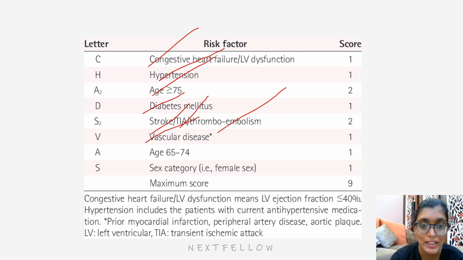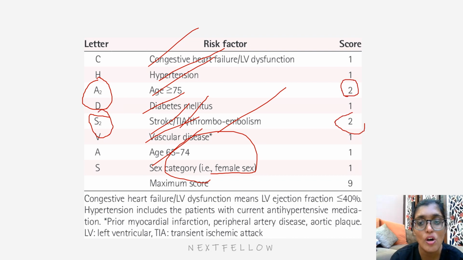V is vascular disease. A is age between 65 to 74. Sc is sex category, that is female sex. Just remember that age more than 75 and previous history of stroke carry 2 points. For the rest, it is 1 point. So with a score of more than or equal to 2, anticoagulation can be considered.